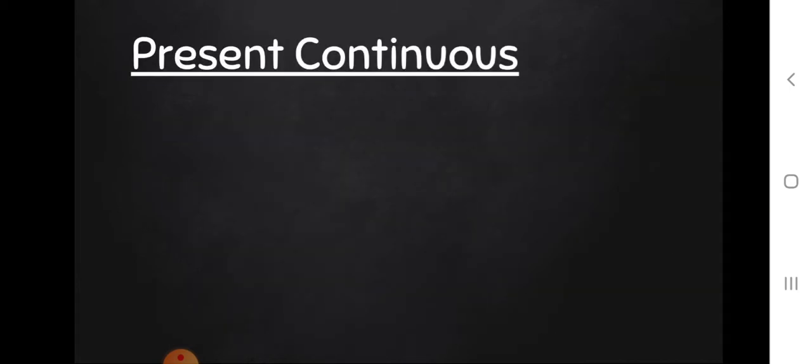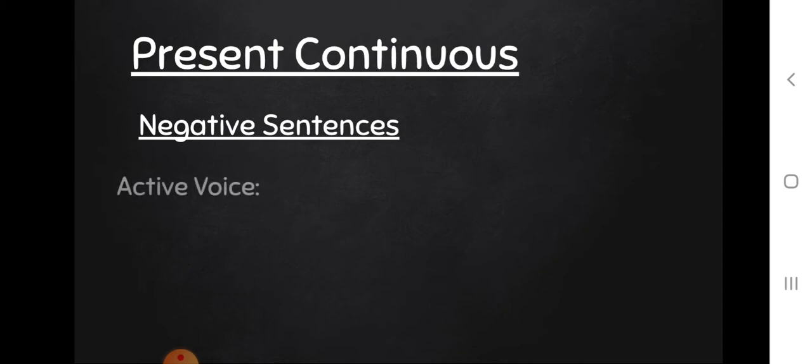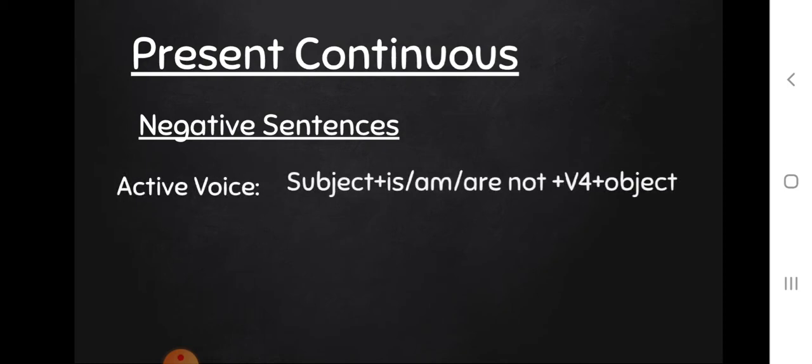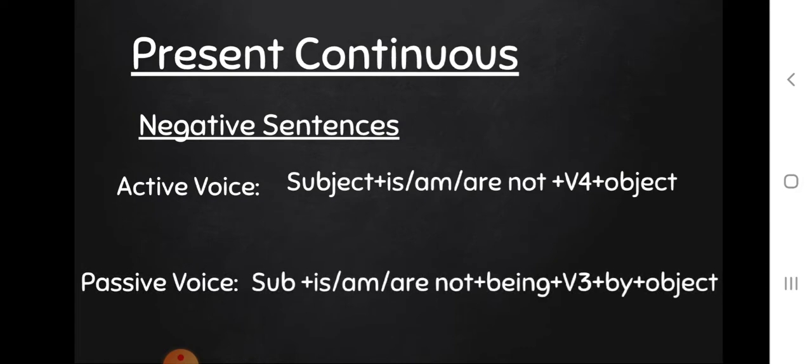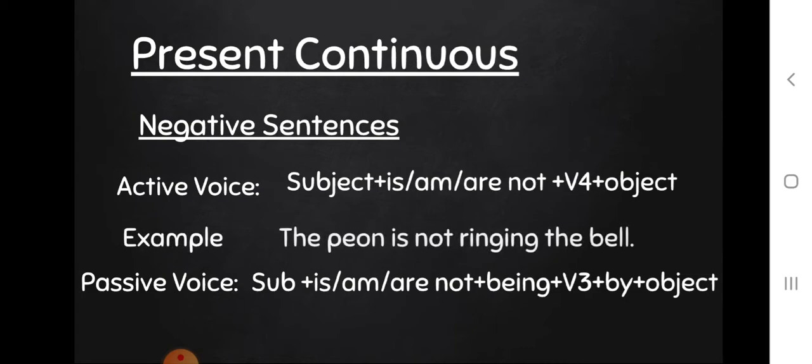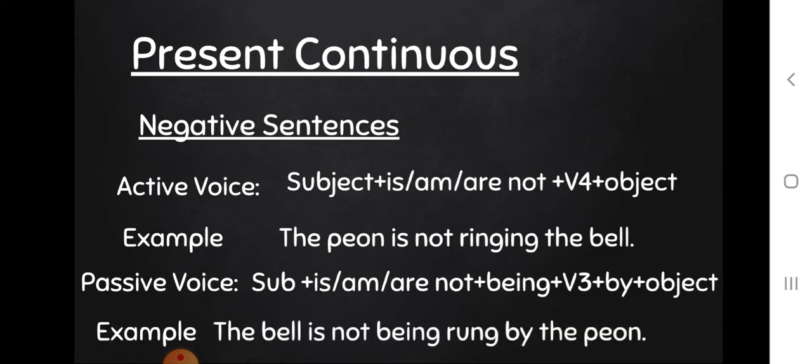Now we come to present continuous negative sentences. Active voice: subject plus is, am, are plus not plus V4 plus object. The passive will be subject plus is, am, are plus not plus being plus V3 plus by plus object. Let's take an example. The peon is not ringing the bell. The passive will be the bell is not being rung by the peon.